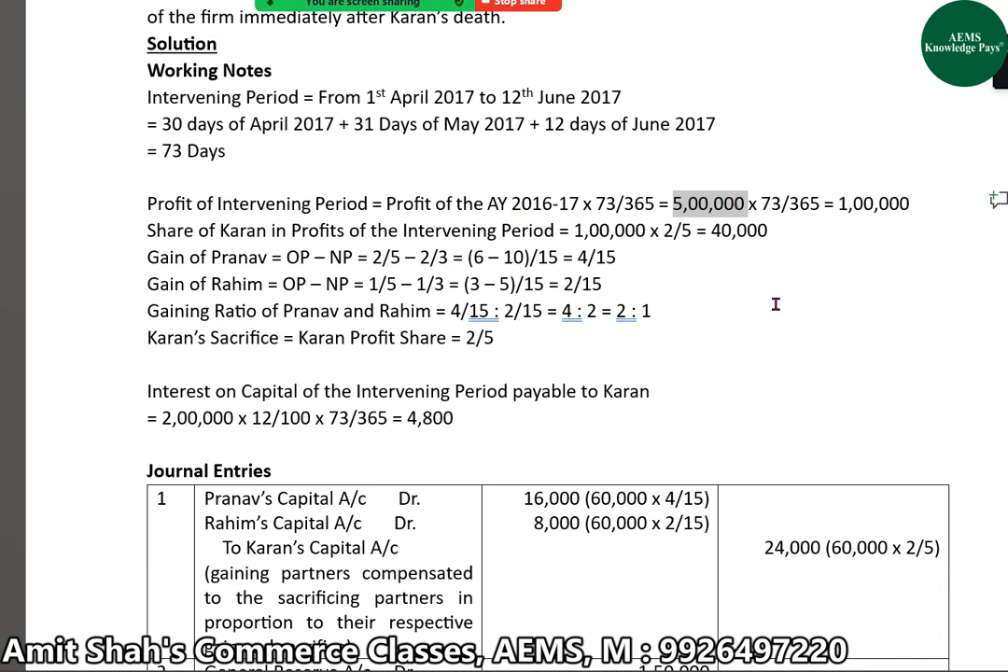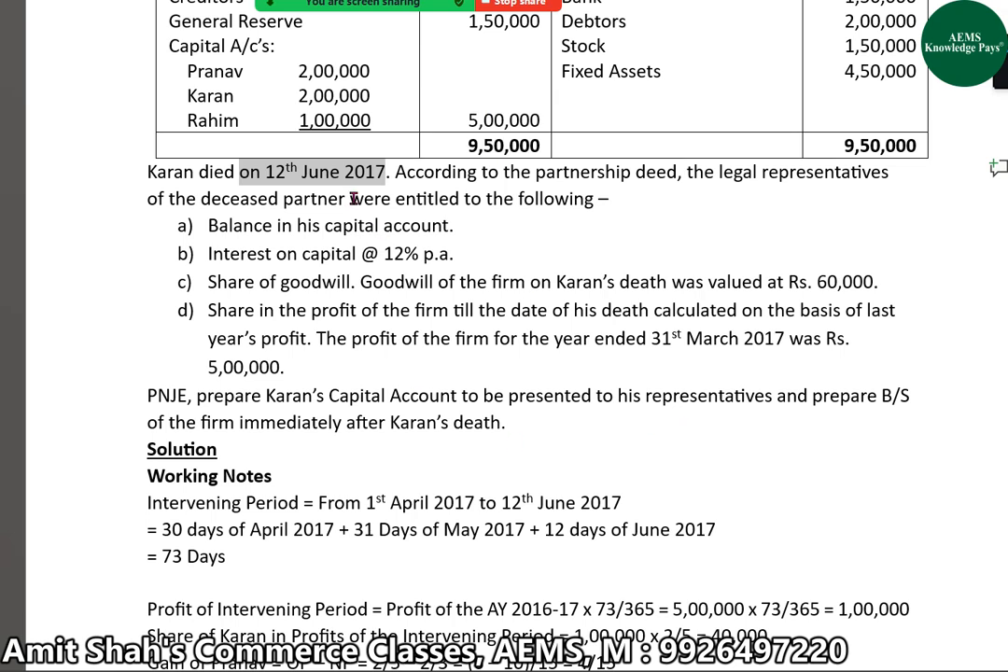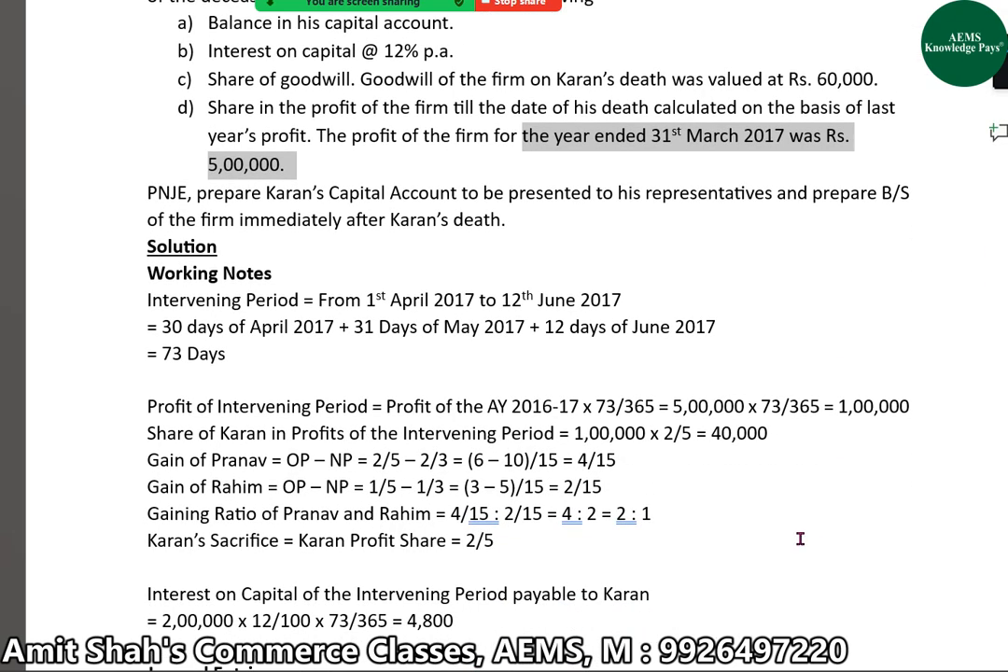So we have taken previous year profit, right, because we have been given previous year's profit here. It is clearly written to calculate on the basis of last year's profit, and last year's profit is this one. Last year means the year immediately before the date of death or retirement. Death has taken place on 12 June 2017. So this date is coming in the accounting year 2017-18. So the immediate previous year is 2016-17. And of that we have already been given the profit. Got this?